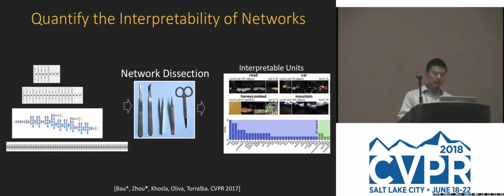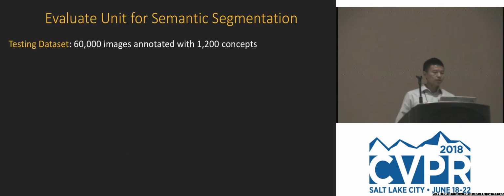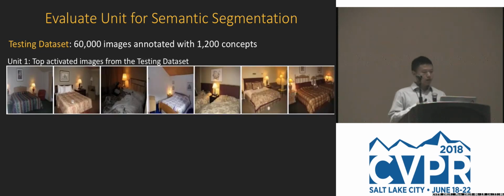Here we define interpretability as the degree of alignment between the unit activation and a concept in our dictionary. So how does it work? The idea is actually pretty simple. We just evaluate the individual units for semantic segmentation. Rather than annotate each individual unit, we first prepare a testing data set. This testing data set has 60,000 images annotated with 1,200 concepts. Now we can generate the top activated images for one unit, shown as an example.